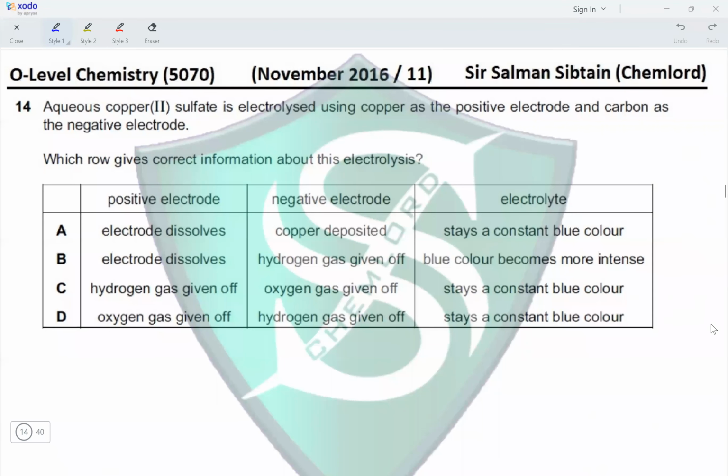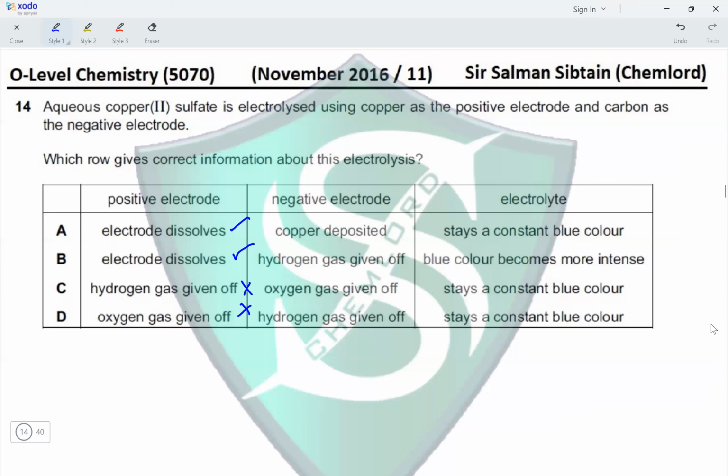Question 14. Aqueous copper sulfate is electrolyzed using copper as the positive electrode and carbon as the negative electrode. Which row gives correct information about this electrolysis? The positive electrode is made of copper. So the copper anode would dissolve in a solution of copper sulfate. So the electrode dissolves in options A and B, eliminating options C and D.